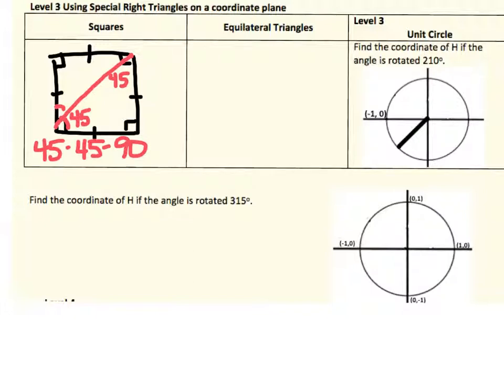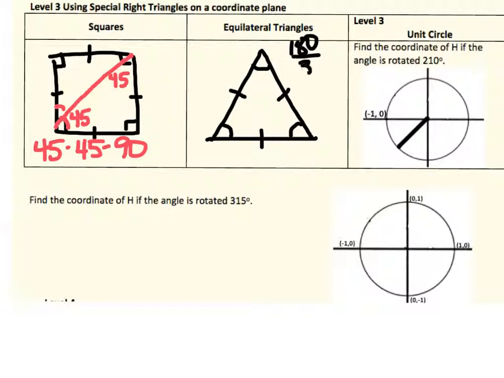Okay, last trick here, you've got equilateral triangles. That means all sides are going to be the same, so they're all going to be equal. That also means all the angles are going to be equal. So if I have a triangle with all equal angles, and there's 180 degrees in each triangle and 3 angles in them, that means each angle is 60 degrees.